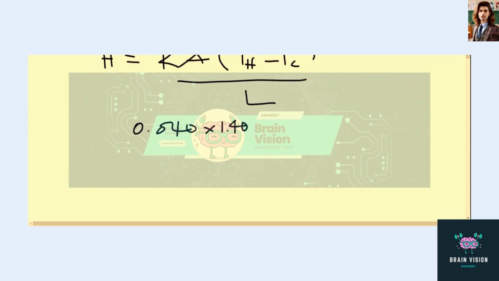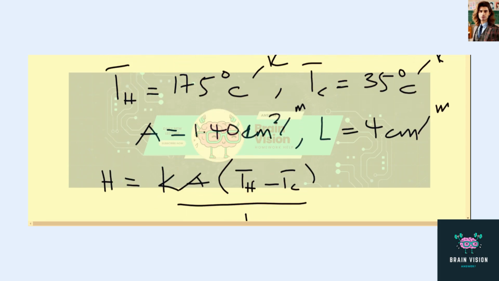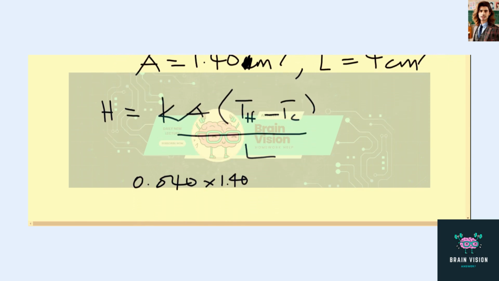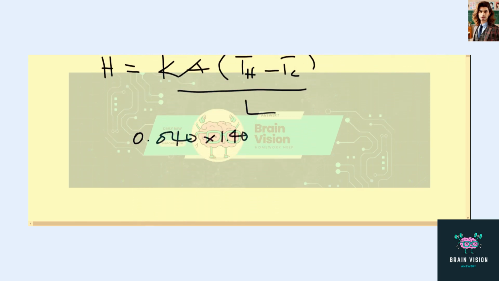in meter squared. I beg your pardon, the area is in meter squared. All right, let's continue then. So in meter squared, 1.40 times the bracket 175 minus 35, divided by 0.04 meters. That is the length, let us not forget.